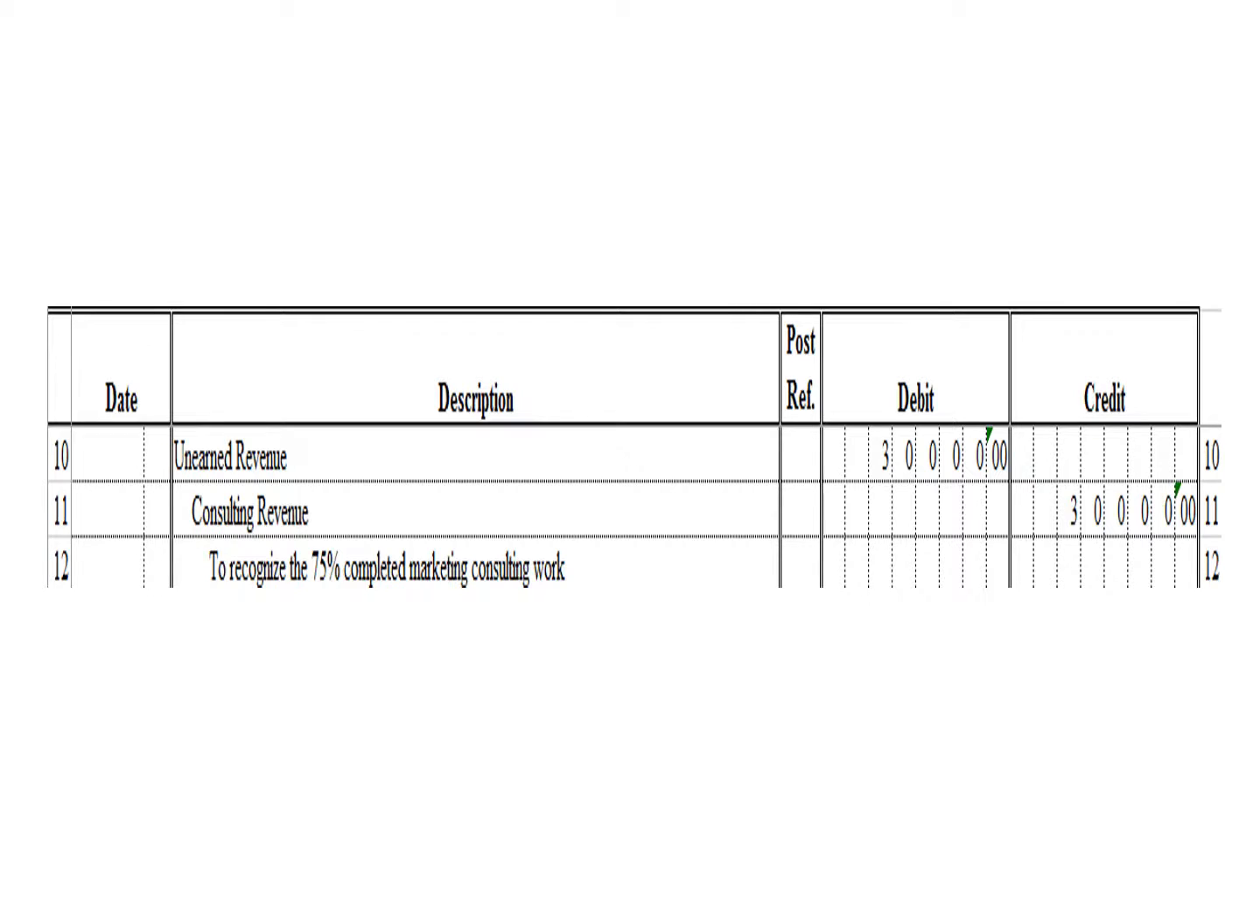To journalize the transaction, we debit unearned revenue, 30,000 pesos, because unearned revenue decreased. Then we credit consulting revenue for 30,000 pesos, because consulting revenue increased. Write the description: to recognize the 75% completed marketing consulting work. Let us post the debit entry, a debit to unearned revenue, 30,000 pesos.